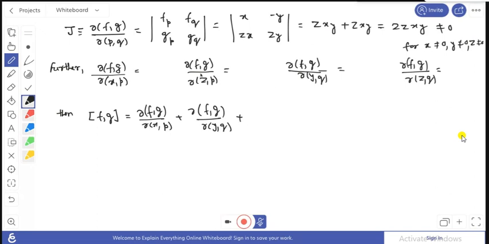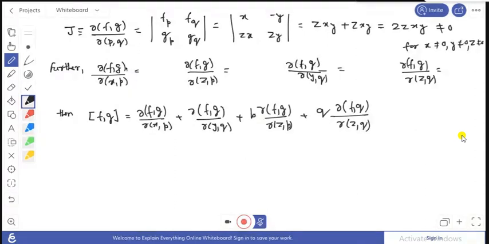Then plus p times this one, f and g with zp, and q times this one, f and g with zq. We put these values here and check whether this is zero or not. If this is zero, then the equations are compatible, and then we have to find the solution of that.